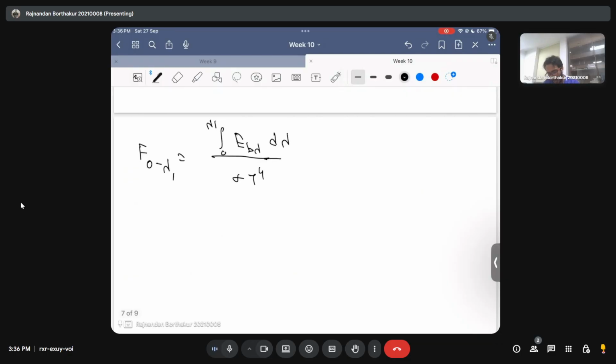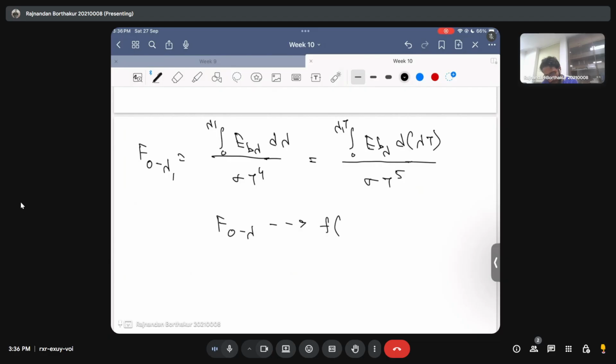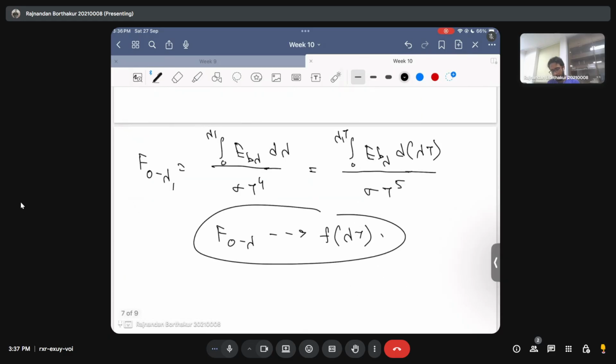So what we'll do is multiply the denominator and numerator by the temperature T, and then this becomes the integral from 0 to lambda 1 of T times E_b lambda, d(lambda T), by sigma times T raised to the power 5, which means you can see that F 0 to lambda can now be represented as a function of lambda times T. And that's the reason why we want to represent this.